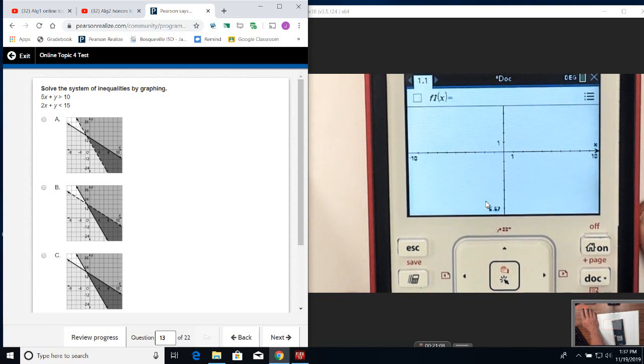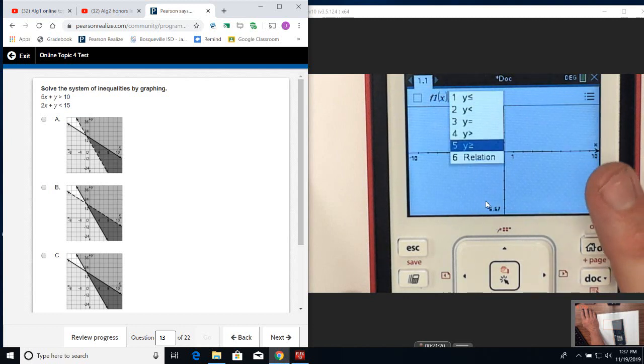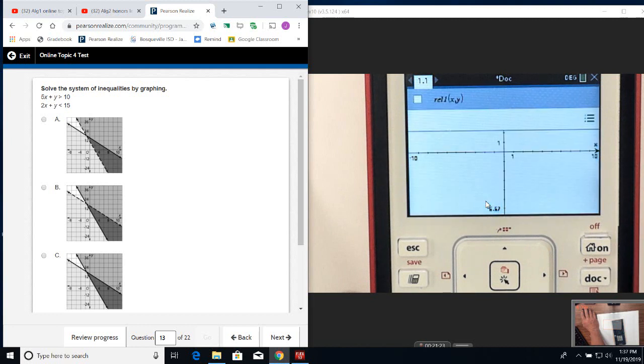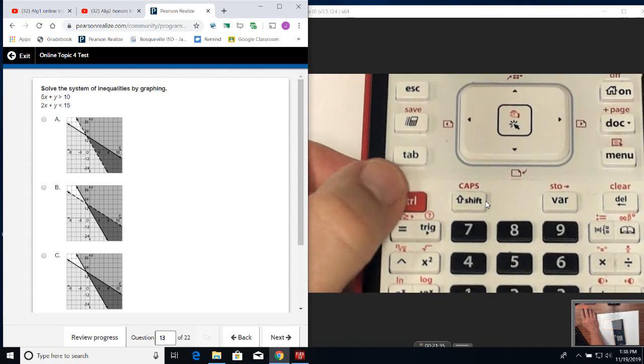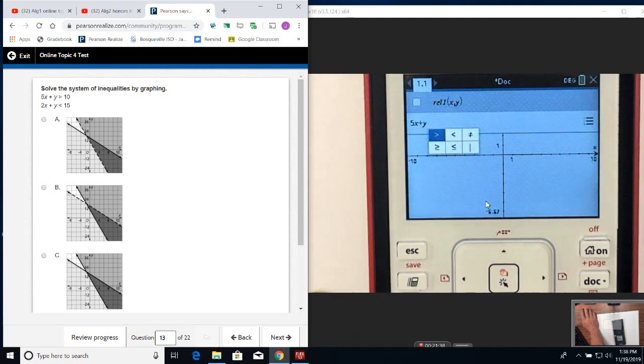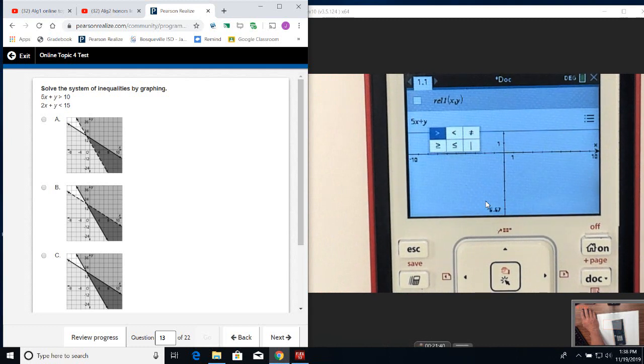How do I graph inequalities? Y'all remember? Graph it as a relation. That's it. So go to menu or delete. Delete might be easier. And go to relation, which is number 6. What relation do we want to graph? 5x plus y is greater than 10. So I just type that in. 5x plus y is greater than. How do I get to a greater than symbol? It's control equal to. And then I want to do greater than 10.